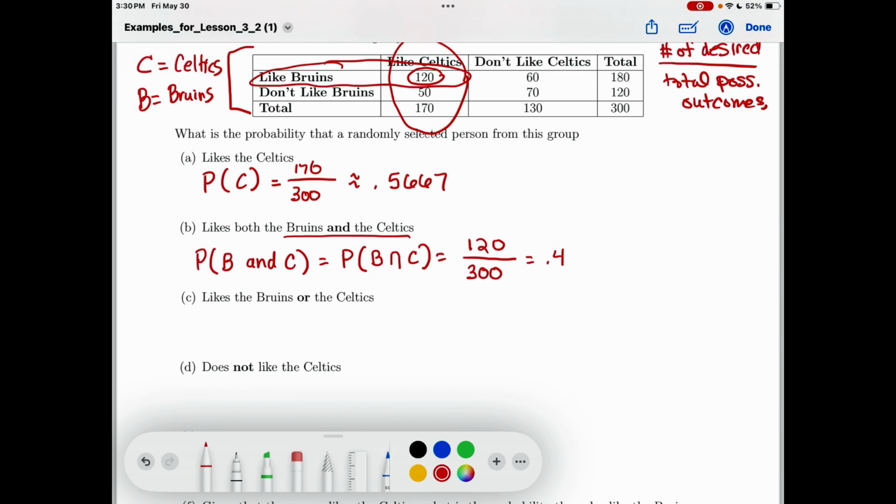Part C is likes the Bruins or the Celtics. Now our probability notation for that would look like this. Using our mathematical symbols, the or statement symbol looks very similar to a U. Now, there are 2 ways that we can do this. I'm going to split this into method 1 and method 2, and then you can decide which way you like to do it.